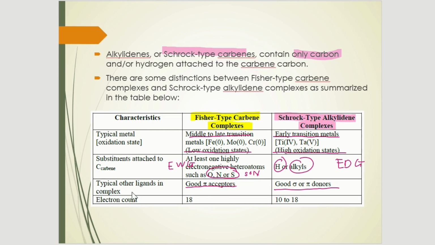And for the typical other ligands in the complexes, for the Fischer type carbene, they have the property of being good pi acceptors.